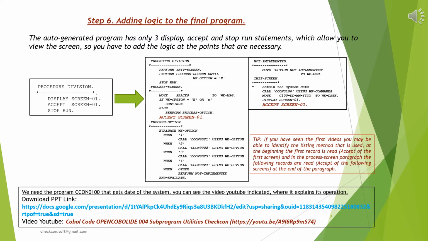At the beginning the first record is read, except at the first screen, and in the process screen paragraph, the following records are read, except at the following screens, at the end of the paragraph.